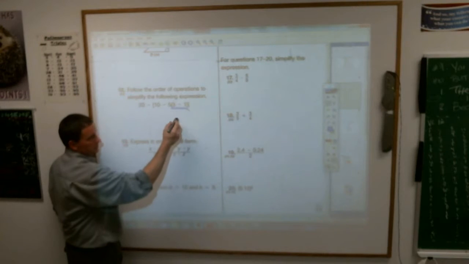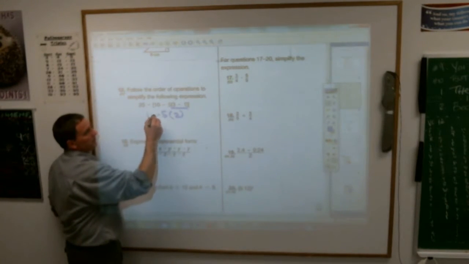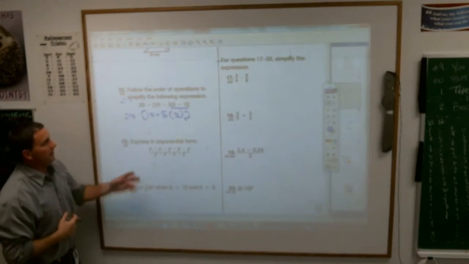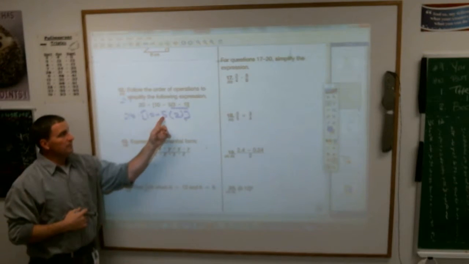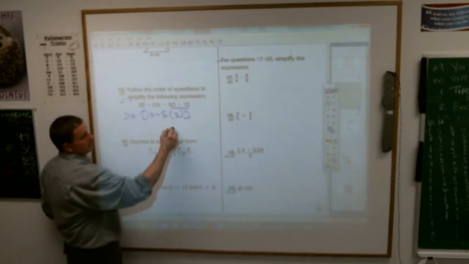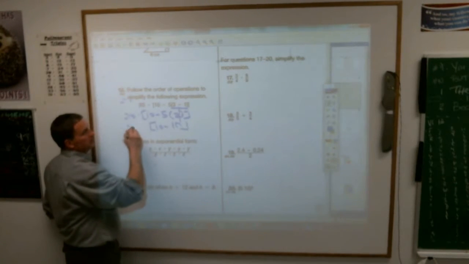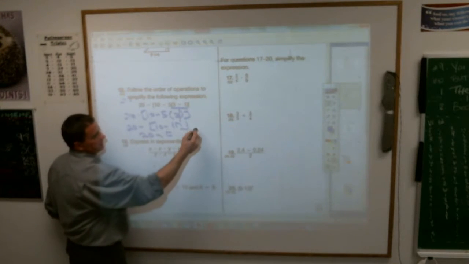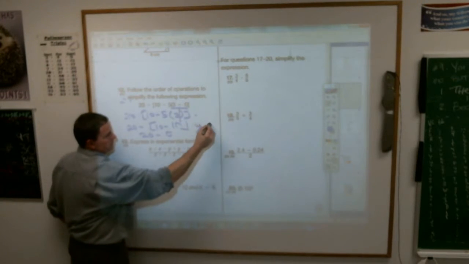So 3 minus 1 is 2. Is that right? Maybe I read the wrong answer. That could happen. Oh boy. I don't know what happened there. Okay. Then inside this grouping symbol, I have to do multiplication before subtraction. So 5 times 2 is 10. 10 minus 10 is 0. And then 20 minus 0 is 20. Did I say that answer? Yeah. So 20 should be the answer.